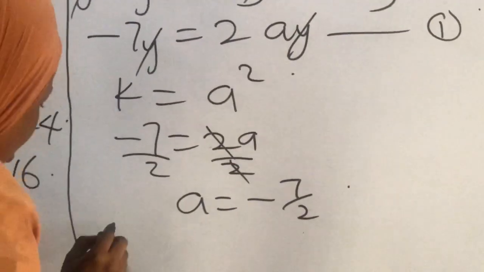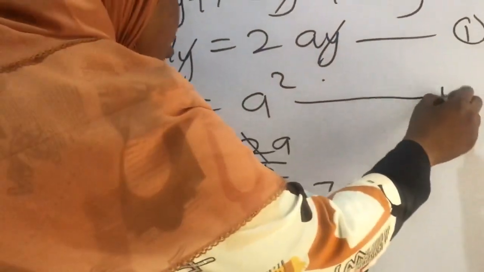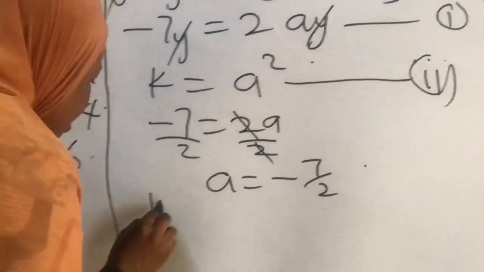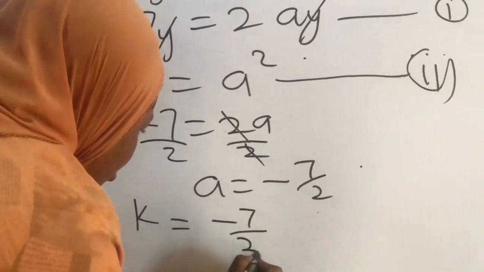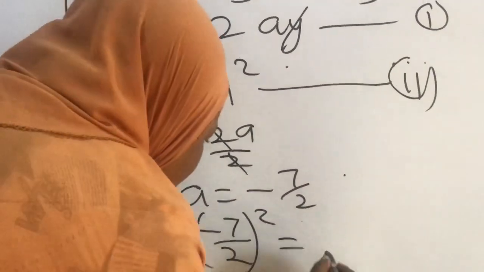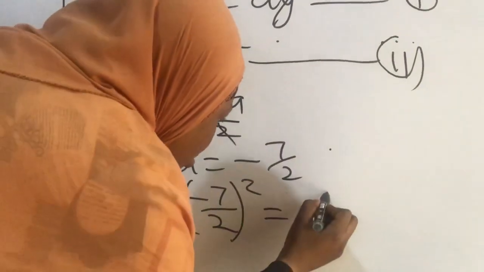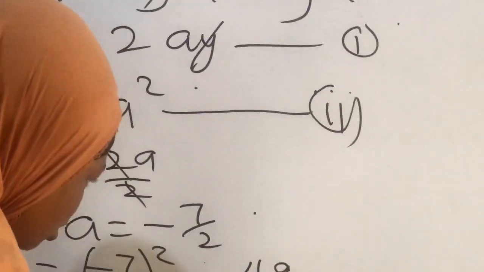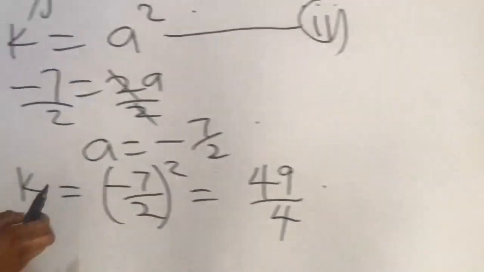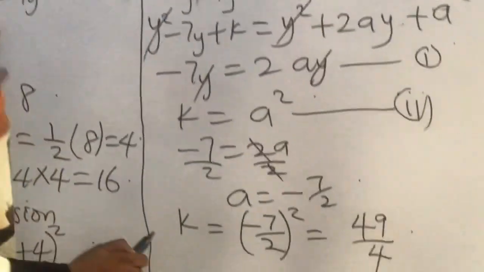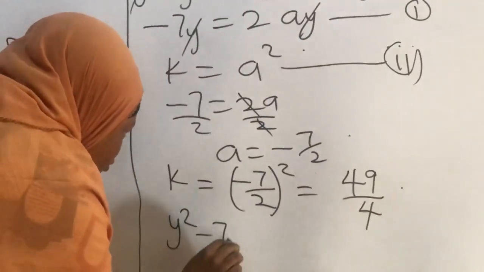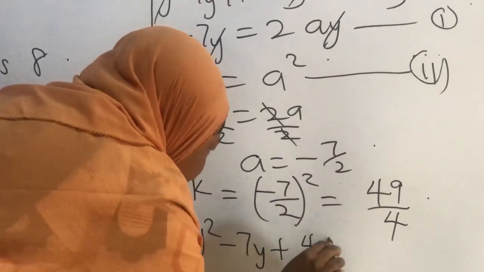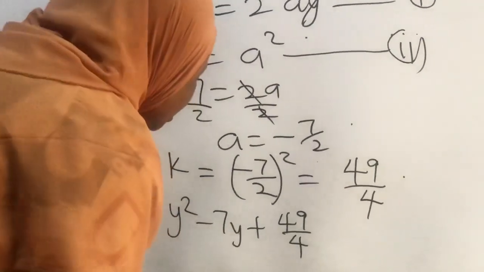So you substitute that one inside this equation. Let's call this one equation 2. So that means wherever we see a, we are going to put minus 7 over 2 and we square it. This one gives us minus 7 squared is equal to plus 49. Then 2 squared is equal to 4. So that means we are going to add 49 over 4 to this expression, y squared minus 7y, to make it a perfect square. So y squared minus 7y plus 49 over 4 is a perfect square.